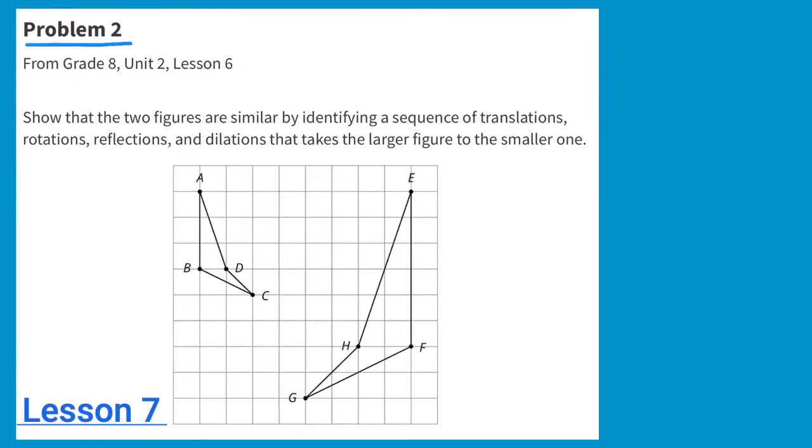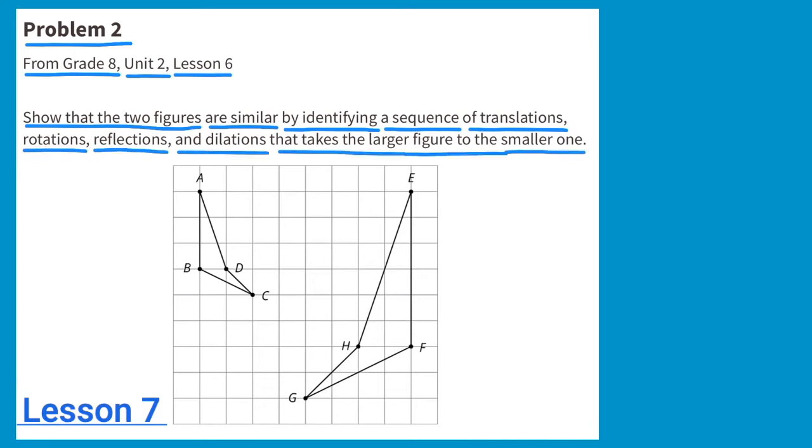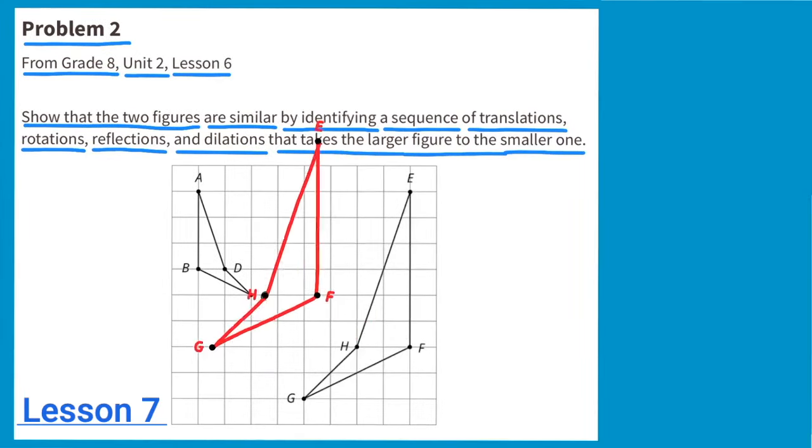Problem number 2, from 8th grade, Unit 2, Lesson 6. Show that the 2 figures are similar by identifying a sequence of translations, rotations, reflections, and dilations that takes the larger figure to the smaller one. Let me show you a quick animation, and then I'll tell you what I did.